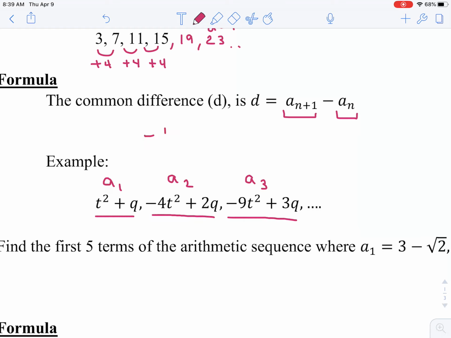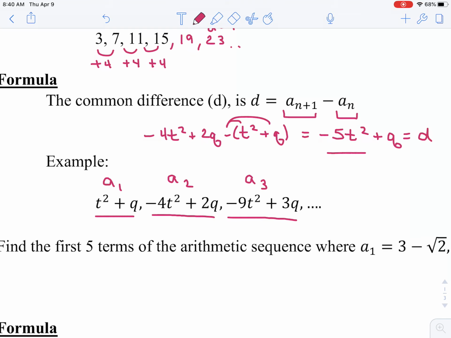So let's do 2 minus 1. So negative 4t squared plus 2q minus t squared plus q. Okay, so be careful, the minus and then the parentheses around that second term. Distribute that in. So we have negative 4t squared and negative t squared. So that's going to give us a negative 5t squared. 2q and negative q gives us just q.